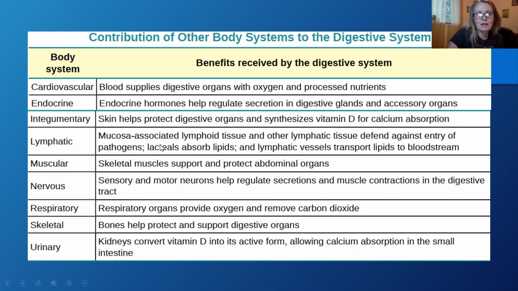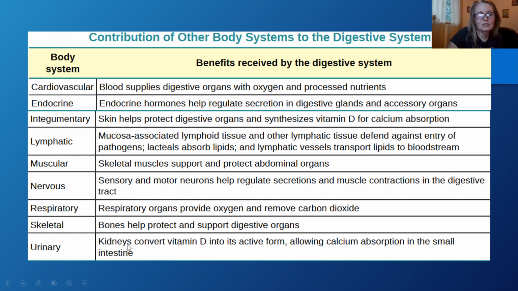Lymphatic system, you have mucosa-associated lymphatic tissue that protects your digestive system. And plus, you have vessels called lacteals that absorb lipids from your digestive tract. The muscular system protects your digestive system. Nervous system, you will have nervous plexuses that regulate secretion and contraction in the digestive tract. The respiratory system provides oxygen and removes carbon dioxide. The skeletal system protects and supports digestive organs.